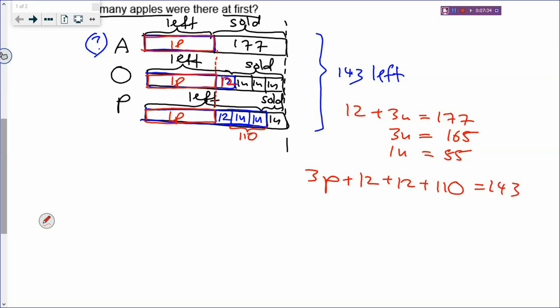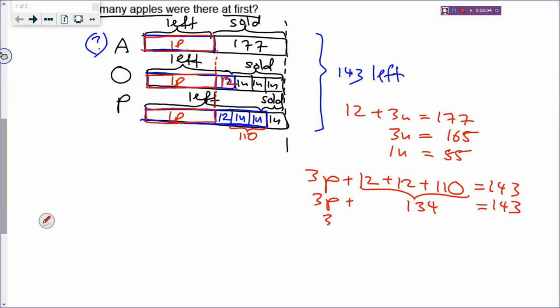Okay, so I hope I don't confuse you. So you add all the 3 parts, right? The 3 rectangles, and you plus 12. Alright, and then plus 12 again, and plus 2 units. That will give you the total fruits that are left. Alright, so now can you find what is 3 parts? So you just add all the numbers here, and you will get 12 plus 12, and then plus 110. You get 134, which is equal to the total left, which is 143.